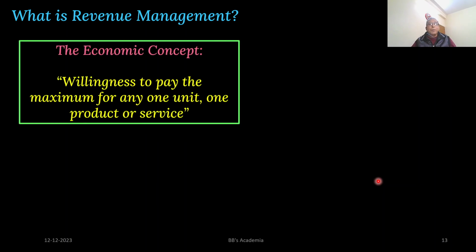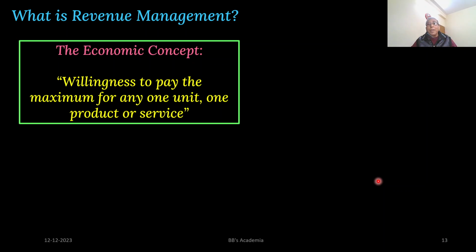If you want to explain it with the economic concept, that is willingness to pay the maximum for any one unit of a product or service. I am willing to pay, but I need that product, I need that service, I need that particular item. There you can apply revenue management. That is how you apply revenue management.